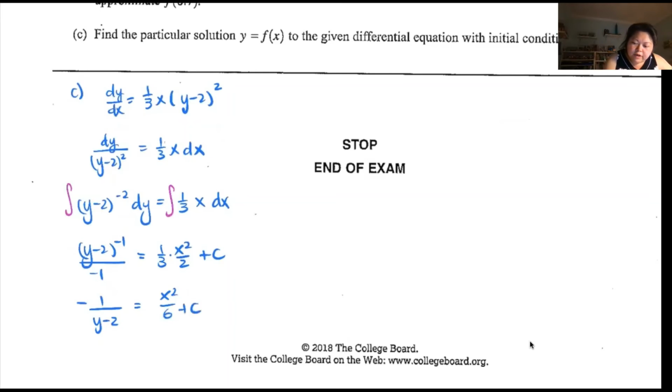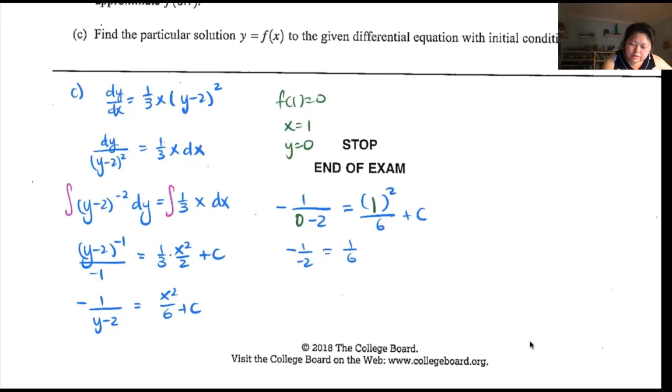All right, so don't forget your initial value. You have f of 1 equals 0. That means x equals 1, y equals 0. All right, so let's plug that in. I have -1 over (0 minus 2) equals 1 squared over 6 plus c. So that gives me -1 over -2 equals 1 over 6 plus c. 1/2 equals 1/6 plus c. Subtract the 1/6, you get 1/3 equals c. Right? So you can common denominator that if you want. Okay. All right. Now we need to go on.